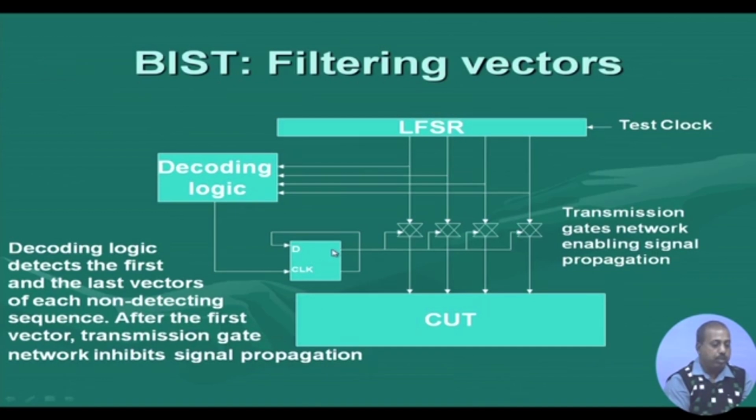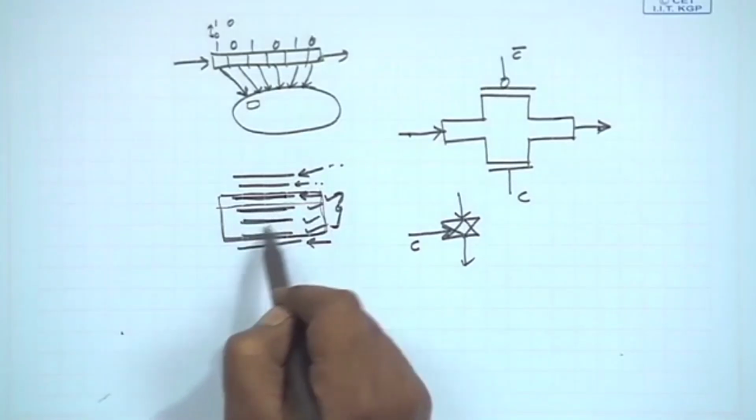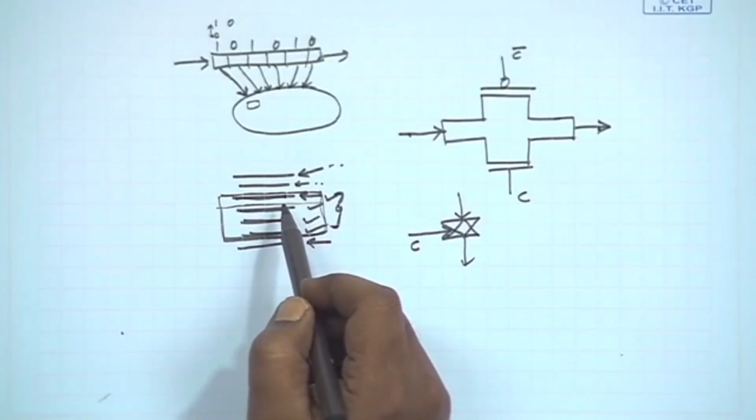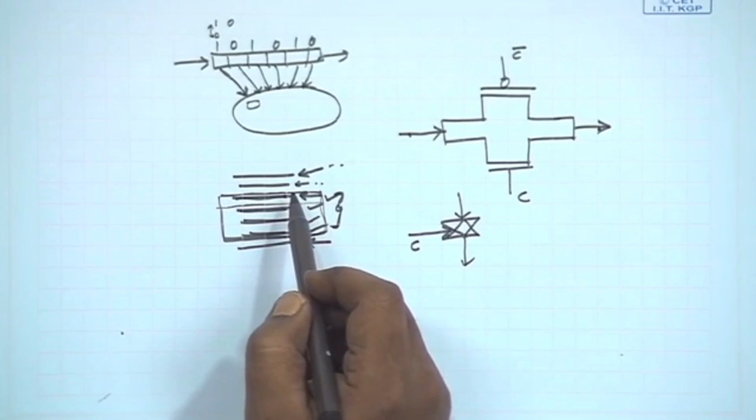Since this Q was equal to 1, Q bar was equal to 0. So, this 0 will be loaded into the flip flop, and the output of the flip flop will become 0. As a result, this transmission gate network will get disabled. Once this network gets disabled, the patterns that are coming will not be going to this circuit. So, the decoding logic, as we are looking into this example, from the second pattern onwards has made this transmission gate network inhibited.